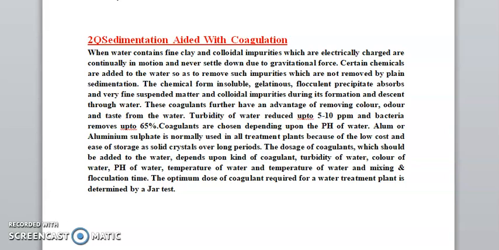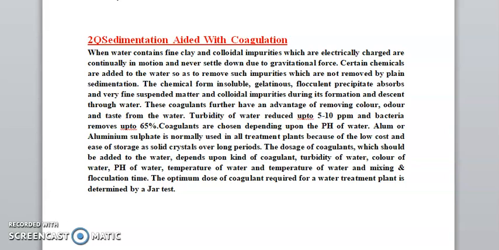This coagulant further has the advantage of removing color, odor, and taste from the water. Turbidity of the water is reduced to 5 to 10 ppm and bacteria are removed up to 65%. Coagulants are chosen depending upon the pH of the water. Alum, or aluminum sulfate, is normally used in all treatment plants because of low cost and easy storage of solid crystals over a long period.